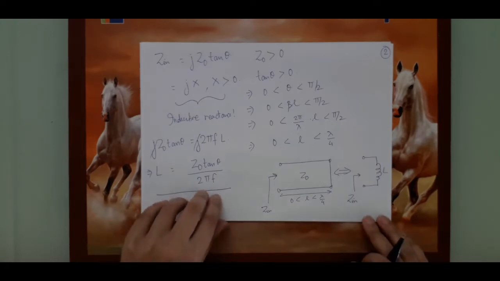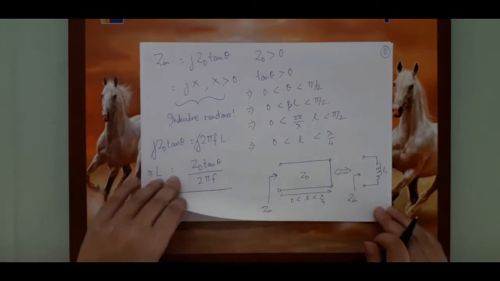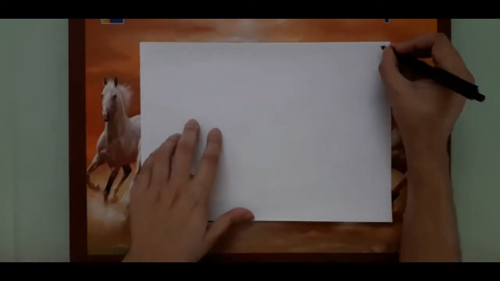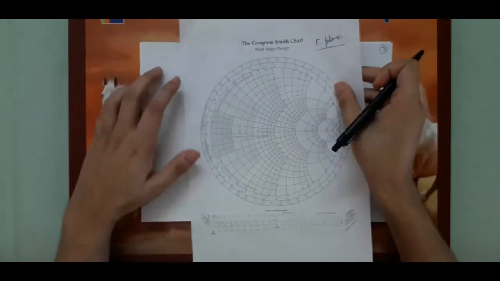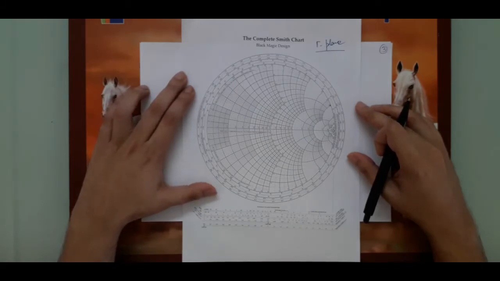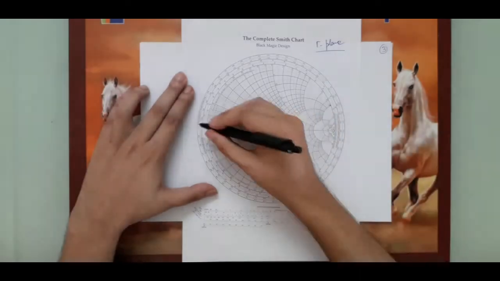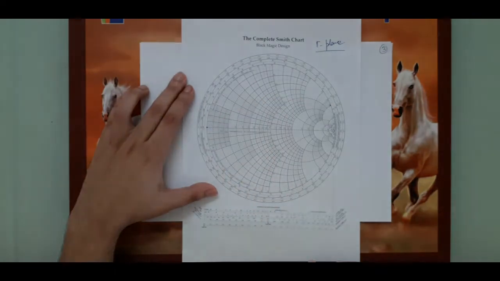Now, let us look at this exact same thing, but by using the Smith chart. So, as you know, this is the Smith chart. We were talking about having a transmission line which has a short circuit load. Now, what is short circuit? Short circuit is this point.